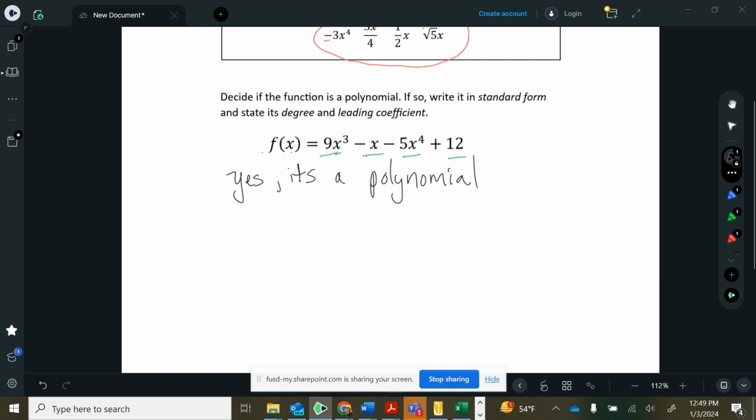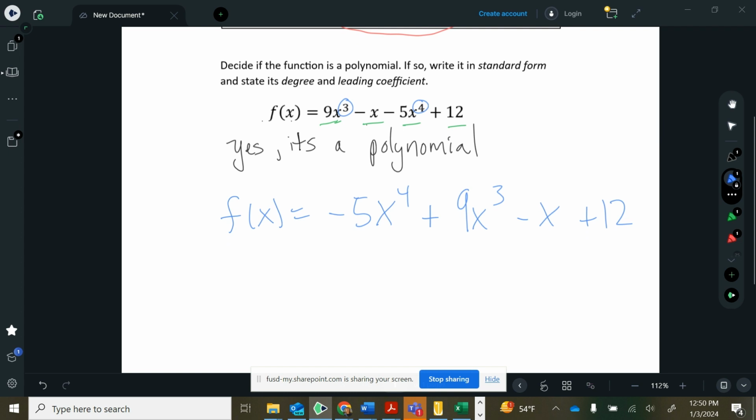Now what we're going to do is put it in standard form. Standard form is where we order the terms based off exponent. The highest exponent is a 4 right here. So we'll put that whole term first. Next biggest exponent is a 3. So we'll put that term next. Since this is positive 9 here, we're going to go plus 9x cubed. Here's our function, our polynomial, in standard form.